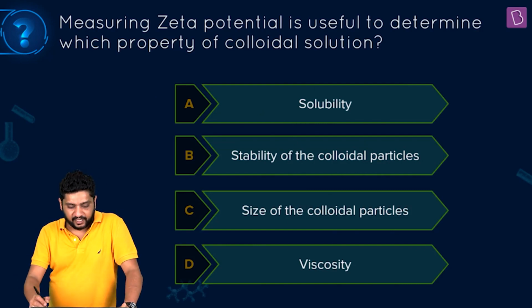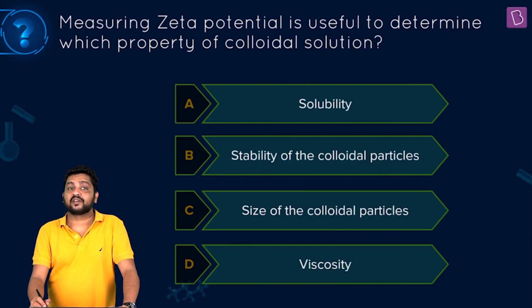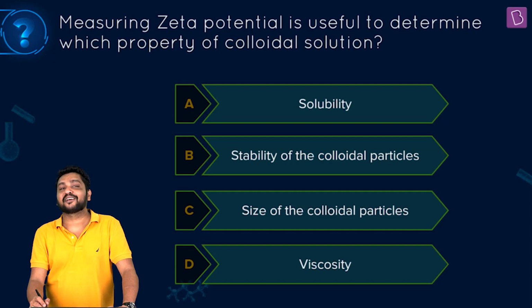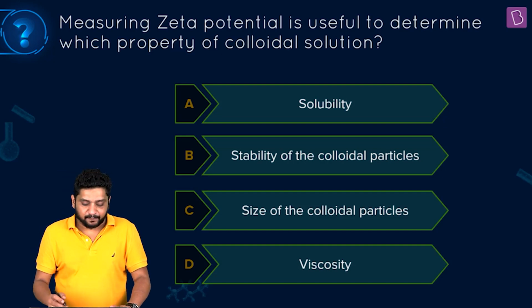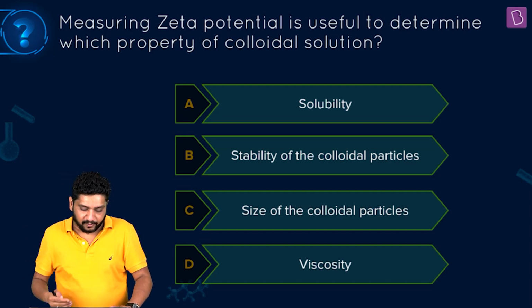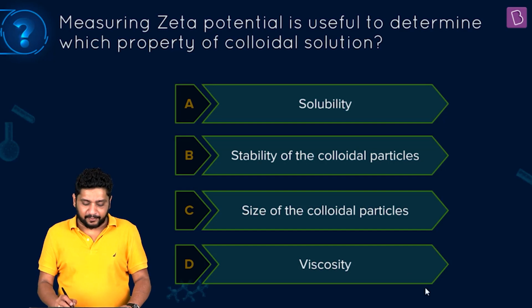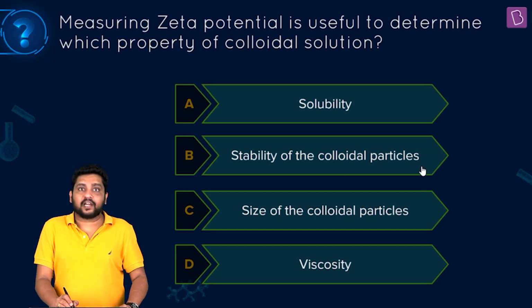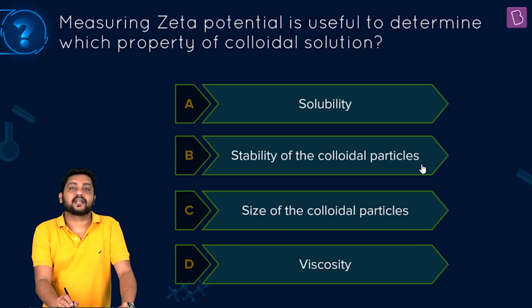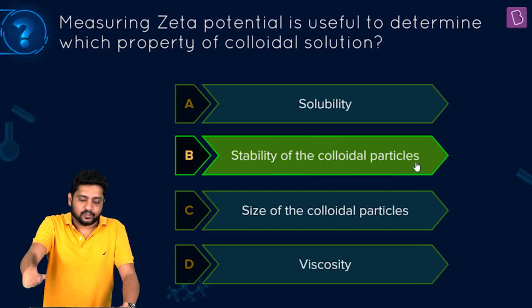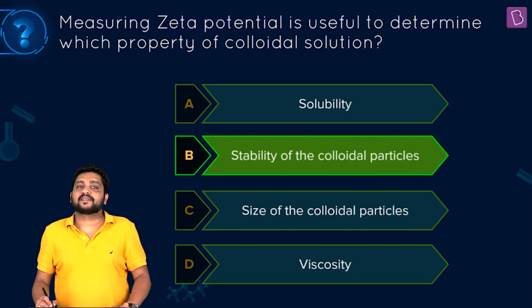So looking at the question, what do you see here? Measuring zeta potential is useful to determine which property of your colloidal solution. Reading the options: solubility, stability of colloidal particles, size of colloidal particles, and viscosity. Obviously you can see that B is the correct answer. Stability is what is most accurately determined by your zeta potential and your electric double layer. So our correct answer is option B.